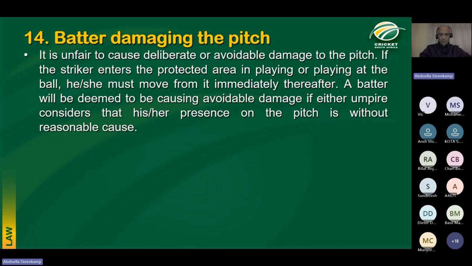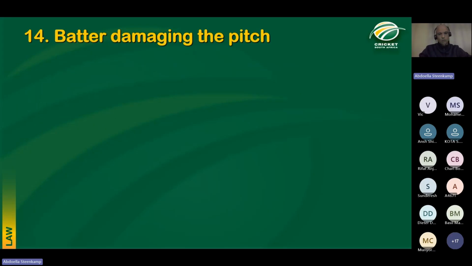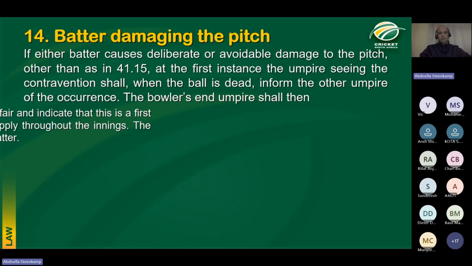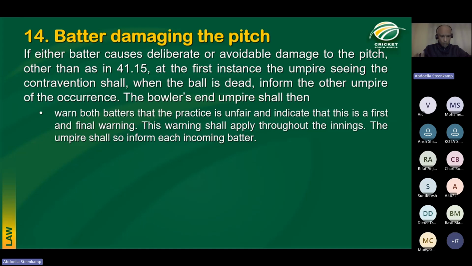But as soon as you've played your shot, you need to get off the pitch. So if you, the umpire, feel that the batter is causing avoidable damage to the pitch because there's no cricketing reason or reasonable cause why the batter is on there, what do you do? You warn both batters that this practice is unfair and this is a first and final warning. Again, this is a team warning, so it will apply throughout the innings and you need to inform each incoming batter.